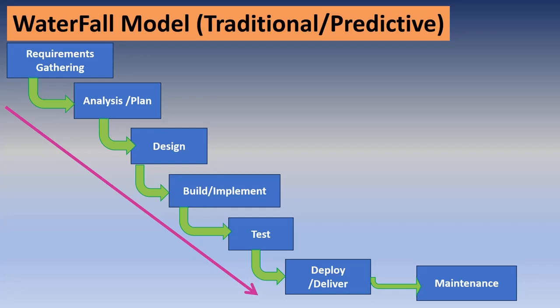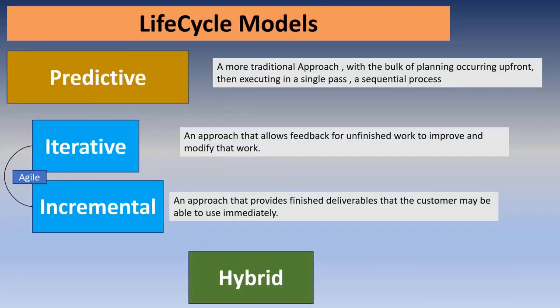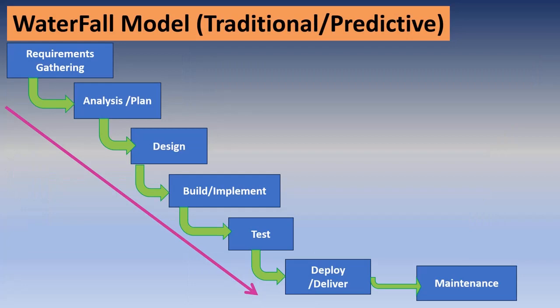Before this, we have already discussed different life cycle models in our previous video. We have three different life cycle models: predictive, iterative and incremental. This waterfall model comes under the predictive life cycle model. Sometimes it is called the traditional model as well. So don't get confused. Predictive model, traditional, waterfall, all are the same. So in this waterfall model, what will happen?